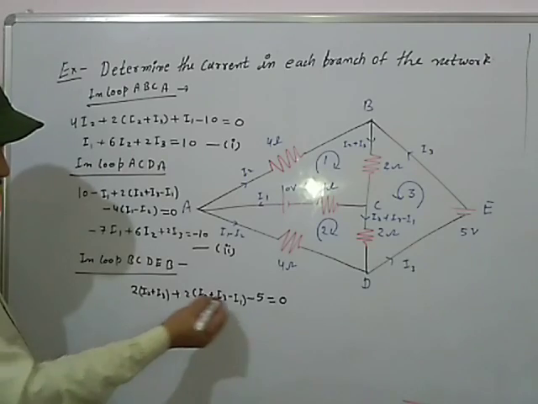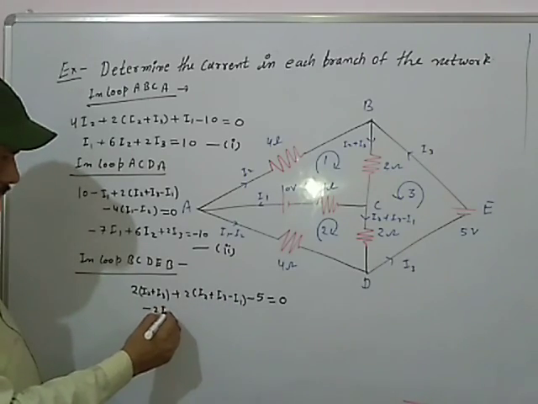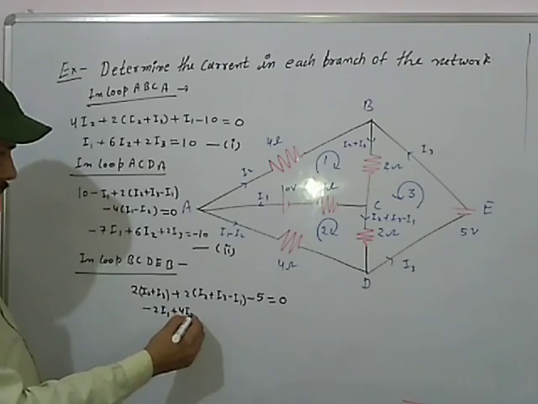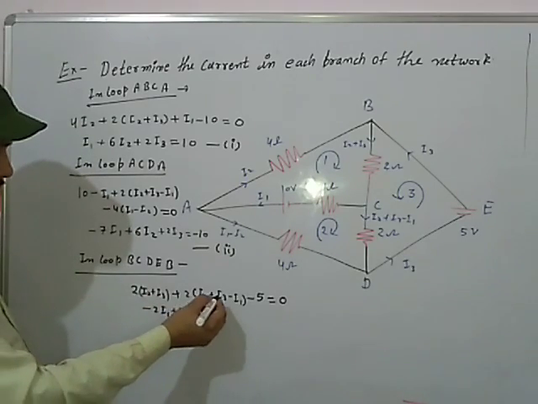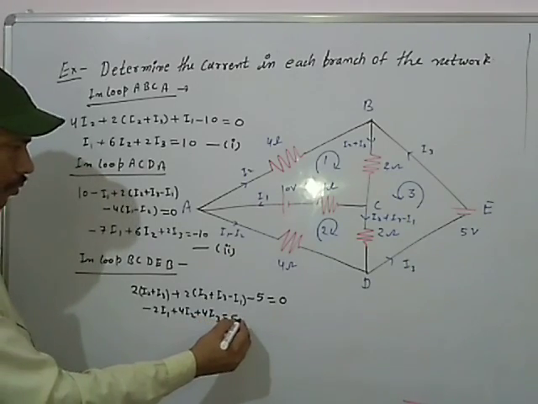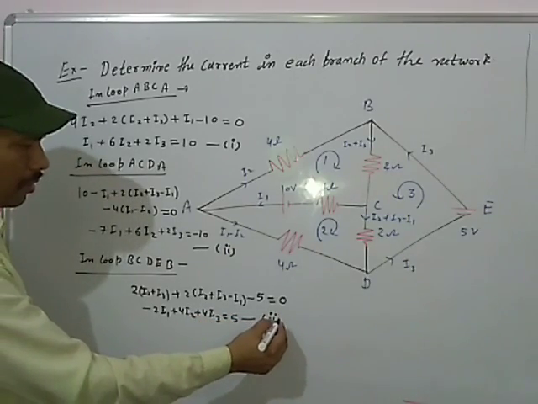अब इसे सिंप्लीफाई करते हैं, माइनस 2I1, 2I2 प्लस 2I2 इज 4I2, 2I3 और 2I3 प्लस 4I3 इज इक्वल टू 5. दिस इज इक्वेशन नंबर 3.